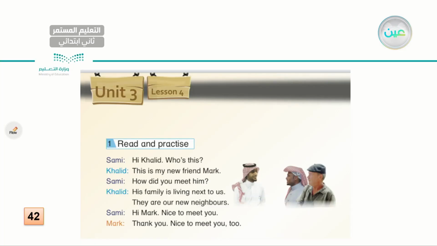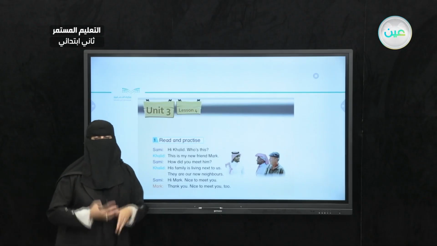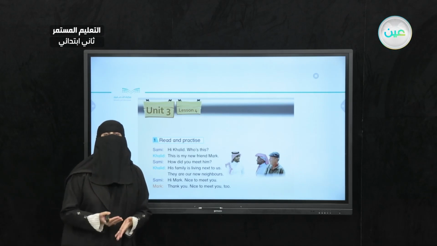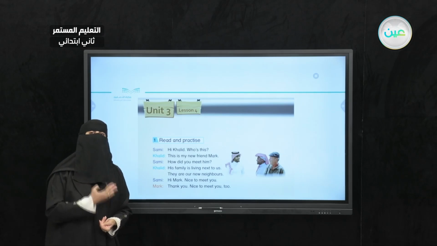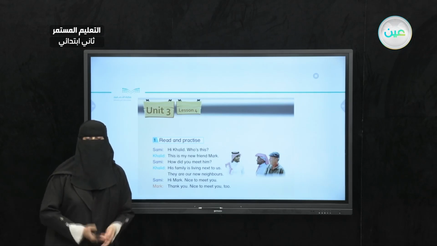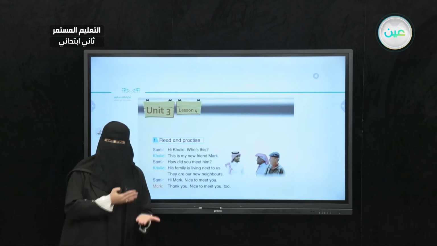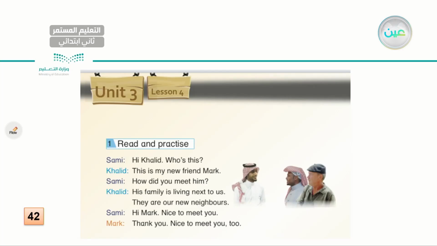Here we have a conversation between 3 people: Sami, Khalid, and Mark. What I need you to do is listen carefully. While I'm reading the conversation, practice repeating it with me. I'll be reading this conversation 3 times. Make sure you are repeating the lines with me. Let's start.